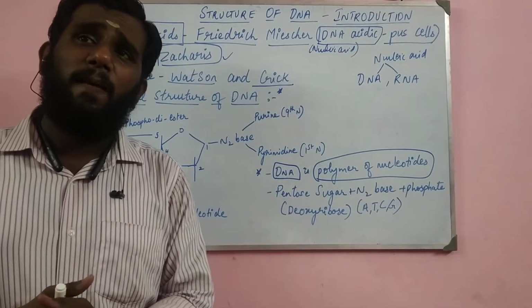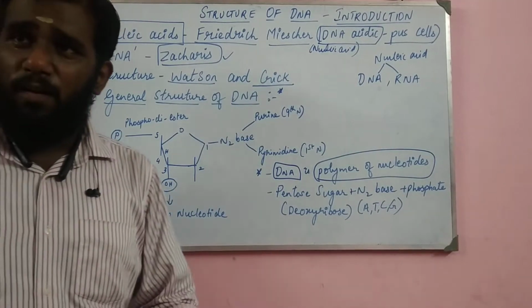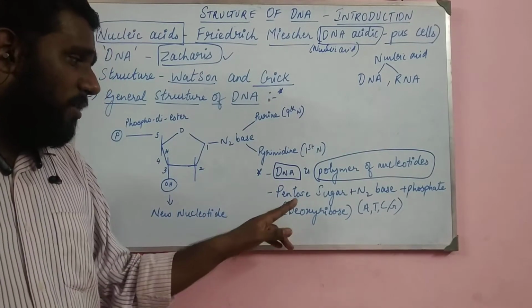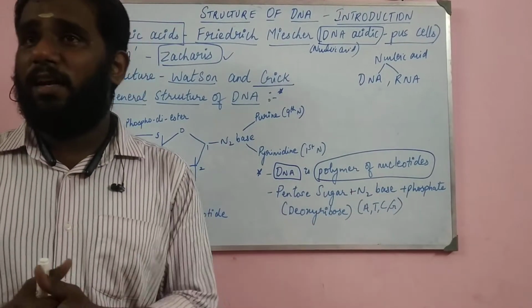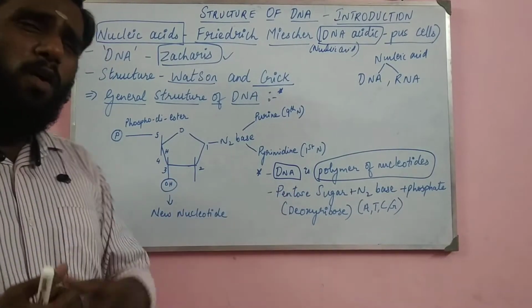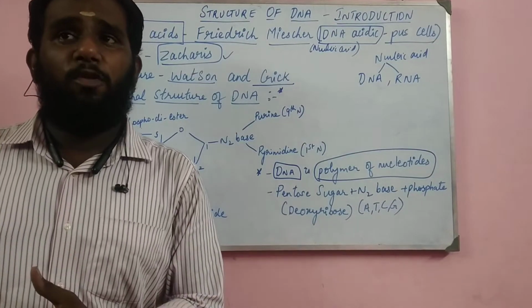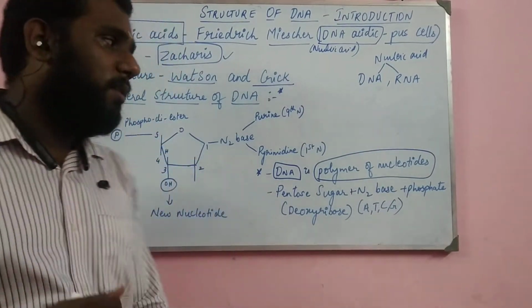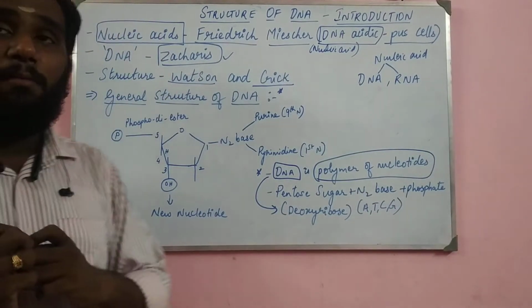What does the DNA contain? All nucleic acids contain the same thing. It contains a nucleotide. So a nucleotide in turn consists of a pentose sugar, a nitrogenous base, and a phosphate linkage. These are the three components of a nucleotide. But when I talk about a pentose sugar, it is going to be of two types, a ribose sugar and a deoxyribose sugar. Since this is DNA, here we have deoxyribose.